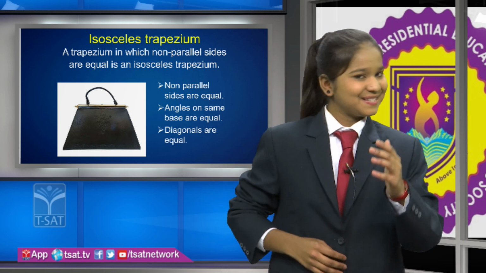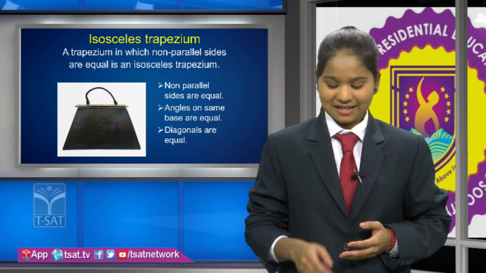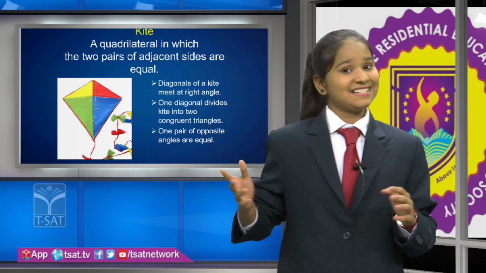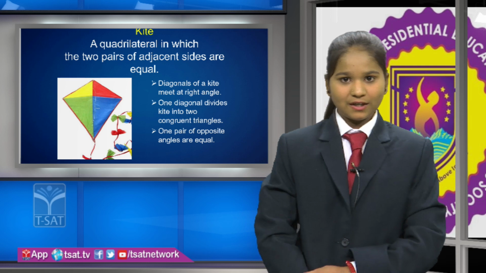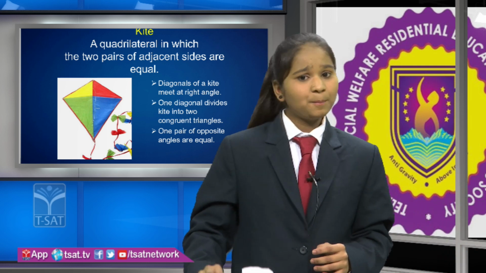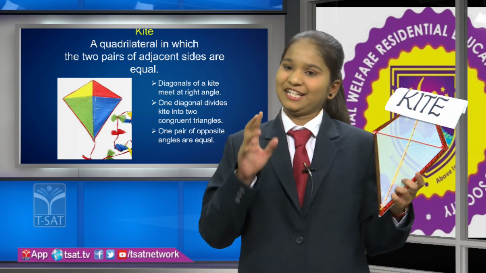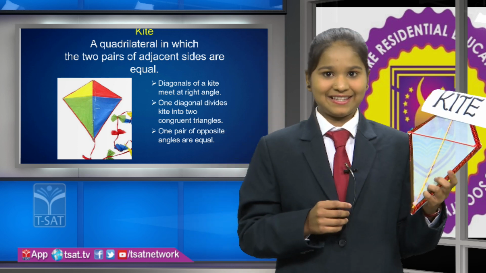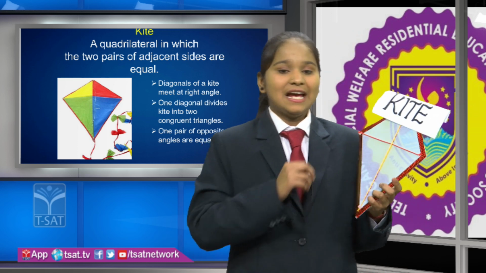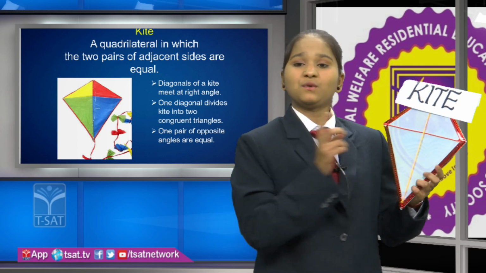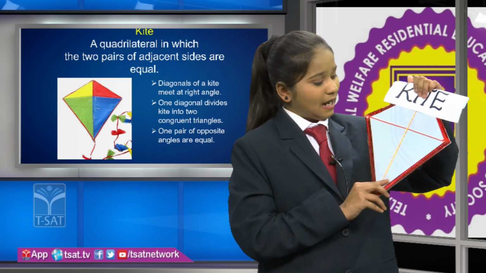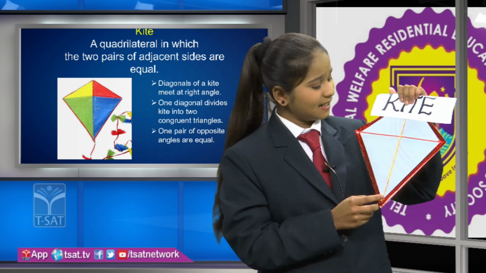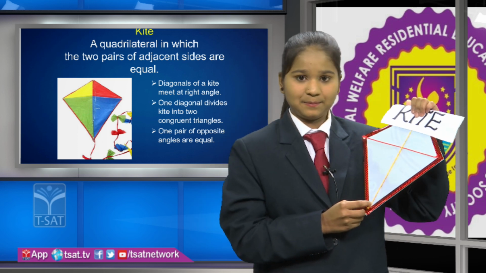And let us go to another type of quadrilateral, that is nothing but a kite. A kite is a quadrilateral in which two pairs of adjacent sides are equal. Adjacent means consecutive. In this, these two are equal and these two are equal.